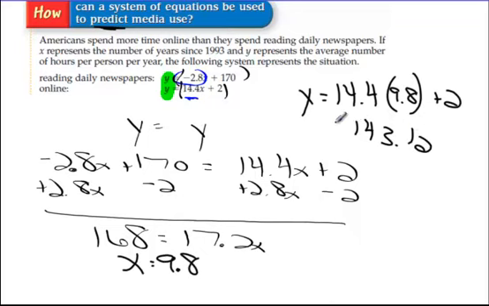143.12 equals y. So almost 10 years, we're going to pass that, and the average number of hours per person is going to be 143 per year. Okay, so do you read the newspaper or read online news for 143 hours? I don't know.